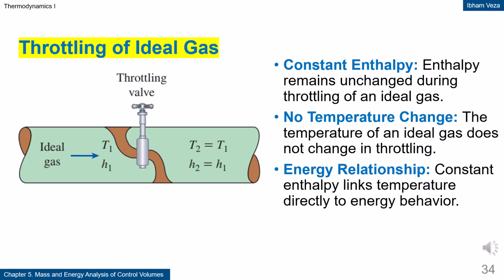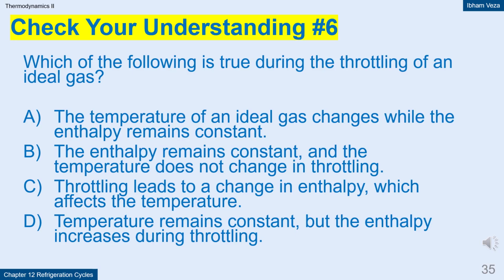Throttling of ideal gas. For an ideal gas, the throttling process occurs at constant enthalpy. Since the enthalpy of an ideal gas depends only on temperature, the temperature does not change. This shows that not all pressure drops cause cooling. This relationship is very important for distinguishing the behavior of ideal and real gases. This concept is often the basis for analyzing expansion valves. Answer B. The enthalpy remains constant and the temperature does not change in throttling.